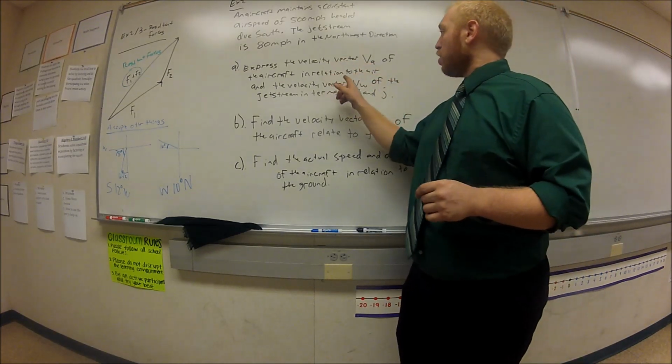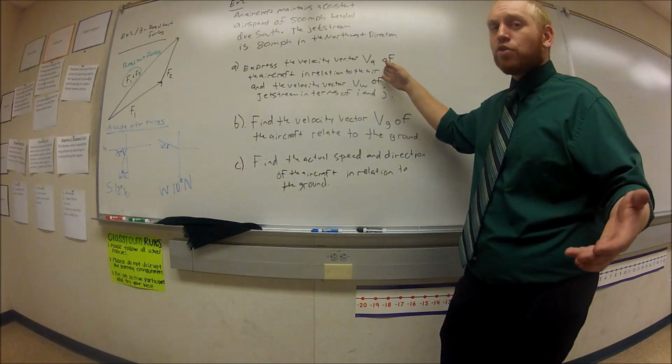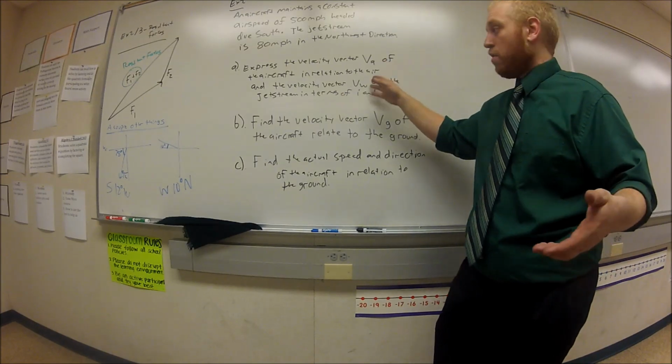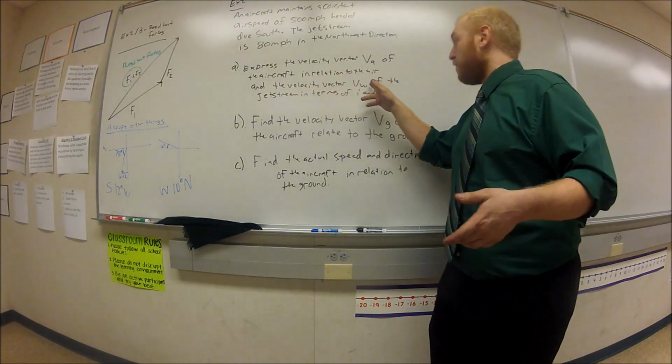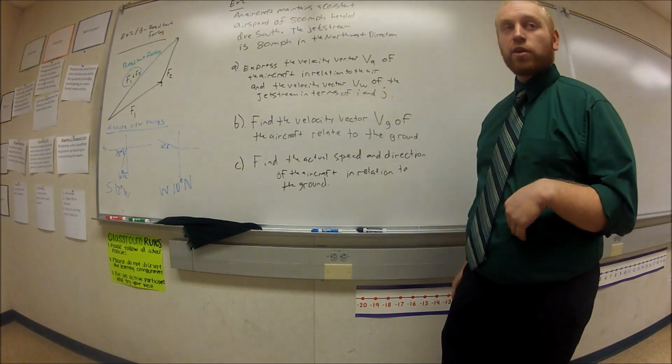Now one thing I want to tell you, this is going to be the last example where you ever see the word vector. They're just going to say express the velocity VA, and they have to assume you know that means it's going to be a vector. And the velocity VW, they're going to assume you know it's a vector. Okay, the last example you're ever going to see those words.